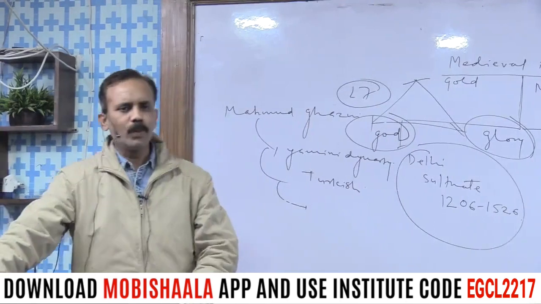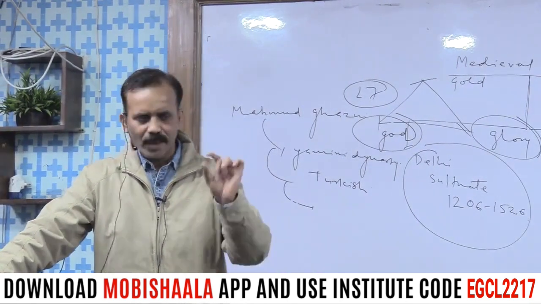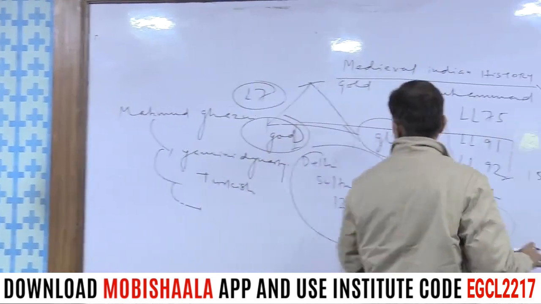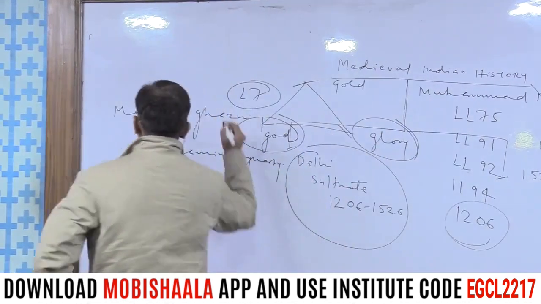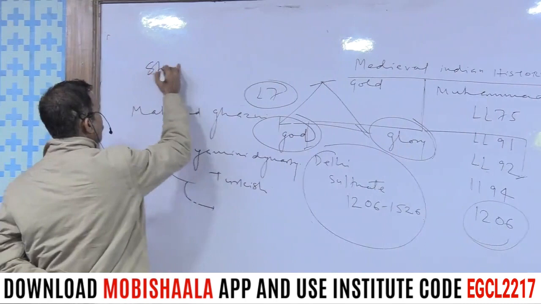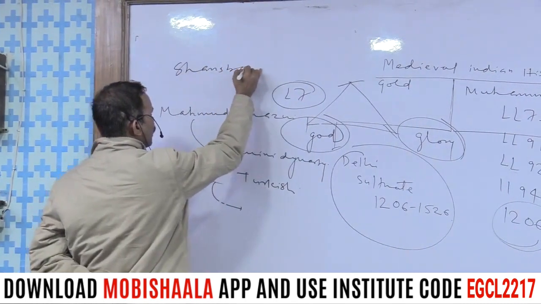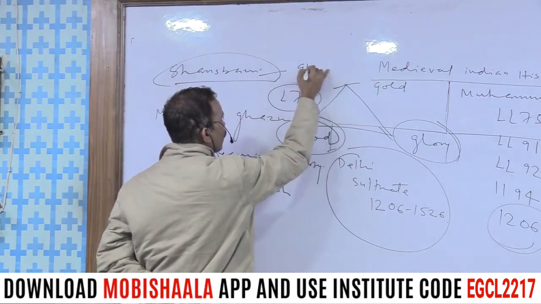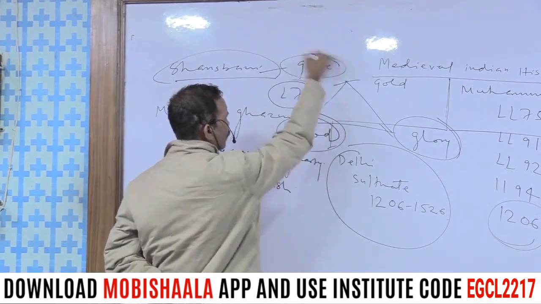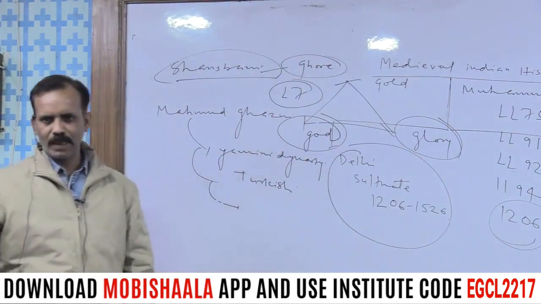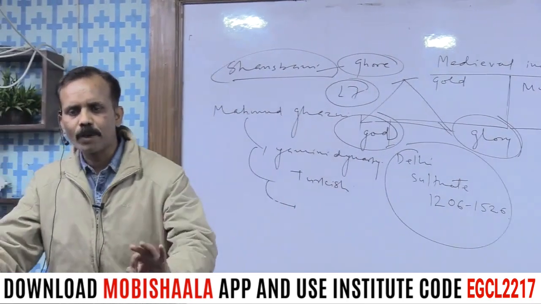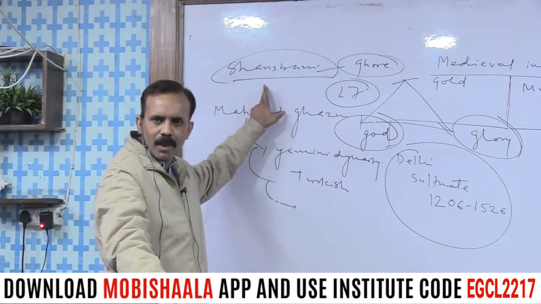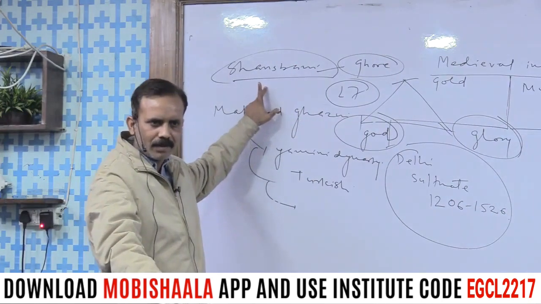He belongs to the Shansabani dynasty of the Ghor region in Afghanistan. Ghazni belongs to the Yamini dynasty and he belongs to the Shansabani dynasty, and both of them were Turkish.